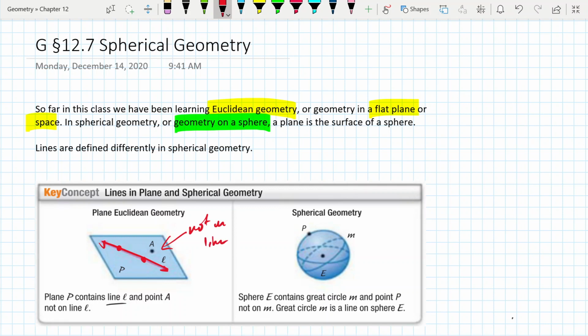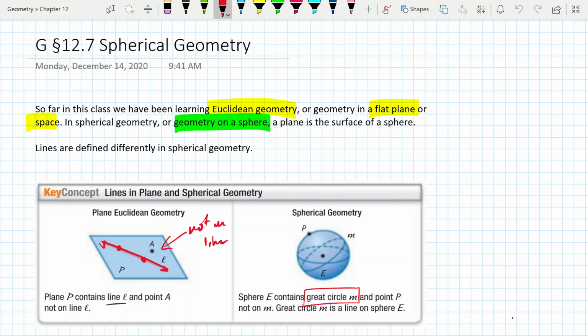For spherical geometry, instead of using the word line, we use a great circle. Remember, we learned those in the last section. It's when you cut the sphere with a plane and you get that biggest circle possible out of the sphere. It's got the same radius as the sphere. That is what a line is in spherical geometry.